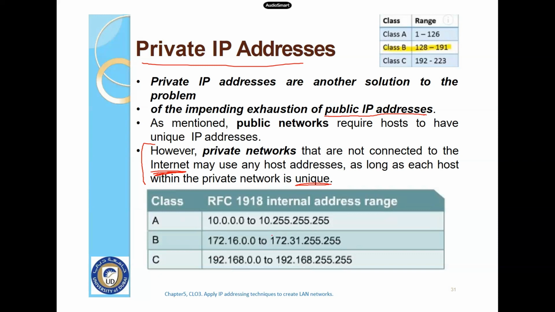So here is an example of private IP addresses. For example, if it was class A, this is the range that is reserved for private IP addresses. If it was class B, this is the range. And if it was class C, this is the other range. All right.